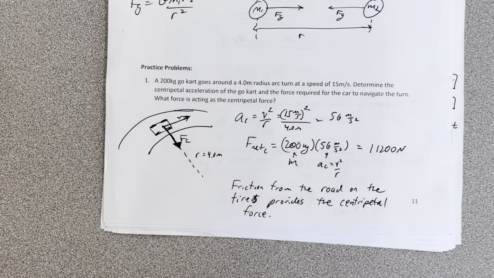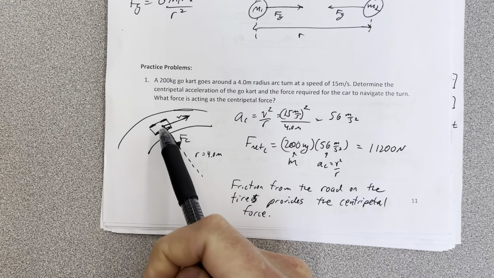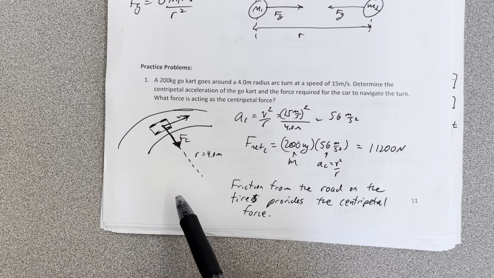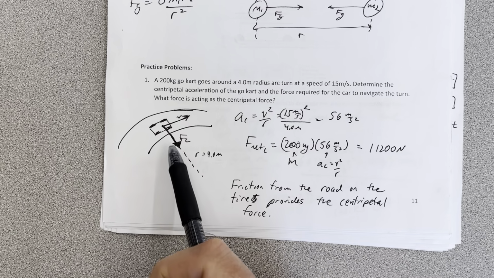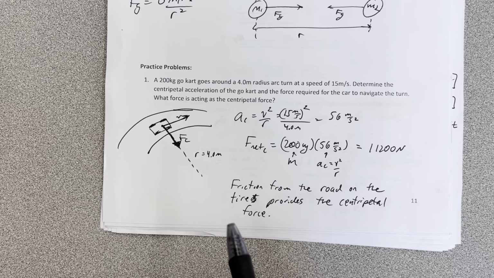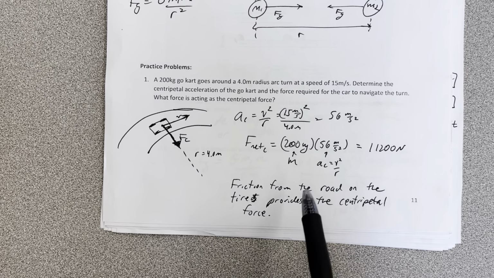So, practice problems. A 200 kilogram go-kart goes around a 4-meter radius arc turn at a speed of 15 meters per second. All right, so the cart's going around the turn, and centripetal force acts towards the center of the circle to keep it on the road. I'm immediately going to answer the last part here. It's friction. When you go around the corner in a car, it's the force of friction acting on the tires that keeps your car on the road.